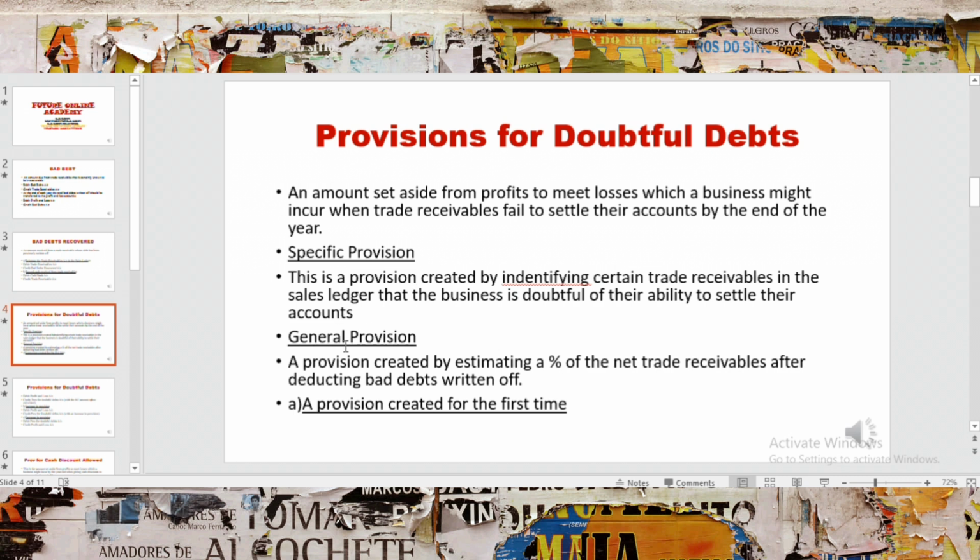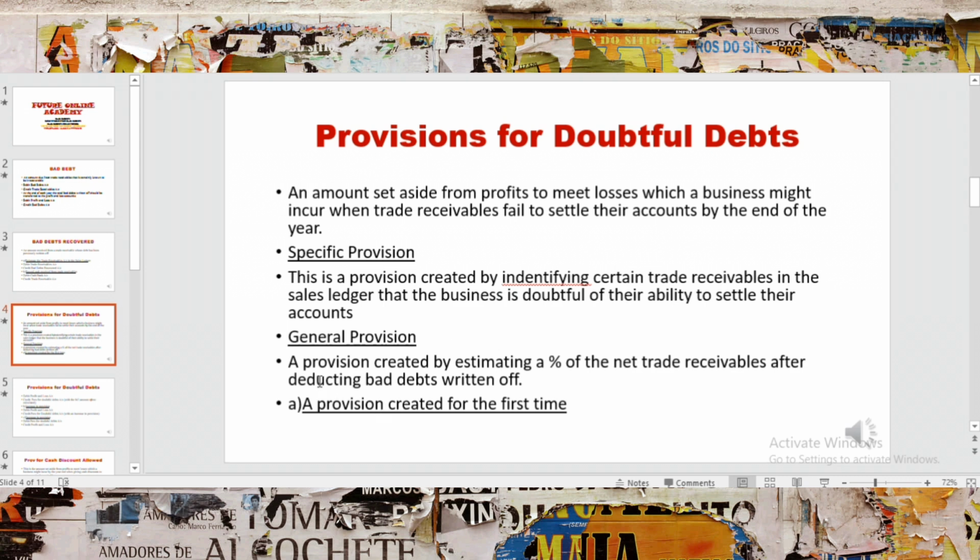Then we have the general provision. This is a provision created by estimating a certain percentage of the net trade receivables after deducting bad debts written off. In this case, that's where we record the increase or decrease. We are estimating that a certain percentage might not be paid by the customers.